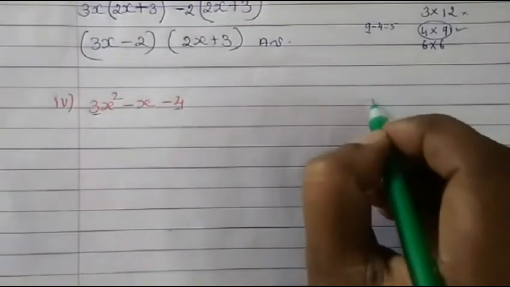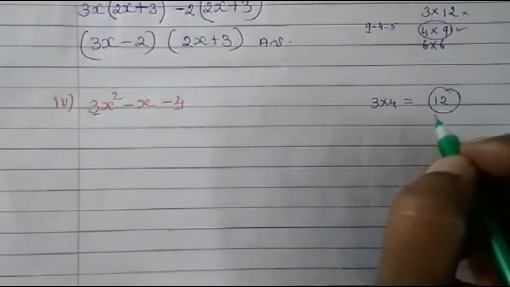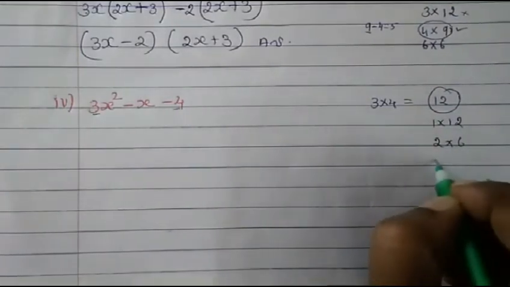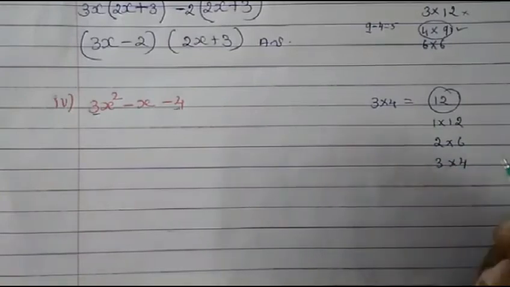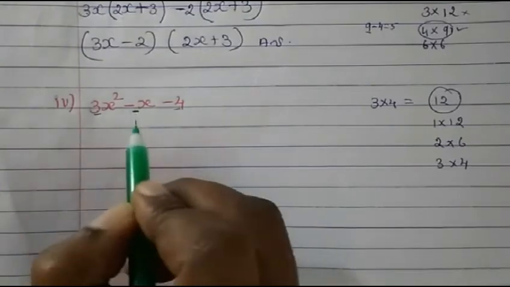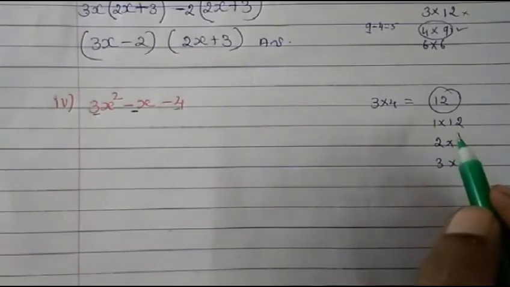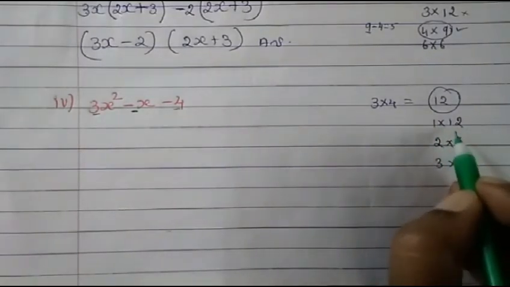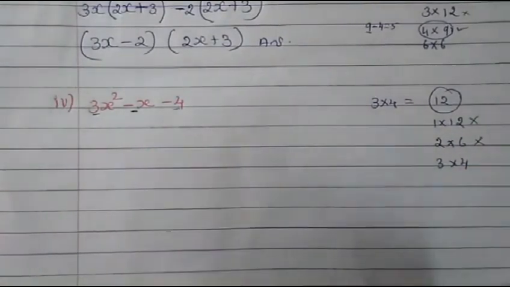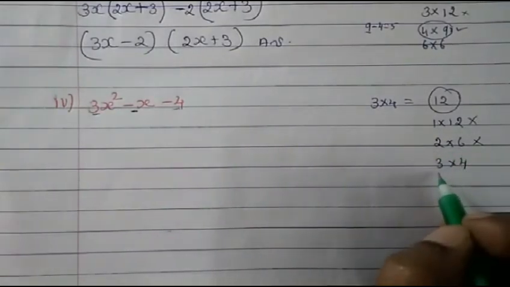Quickly write down the first and the last term. 3 into 4 is 12. Now what are the factors for 12? Already we have done: 1 into 12 is 12, 2 into 6 is 12, 3 into 4 is 12. Now in this, which pair is the correct pair? That we get minus 1, because minus x means minus 1 we have to get. Let us see. Here if you plus or minus, you won't get minus 1. Here also you won't get it. 2 plus 6 will be 8, from 6 minus 2 will be 4, so you won't get it.